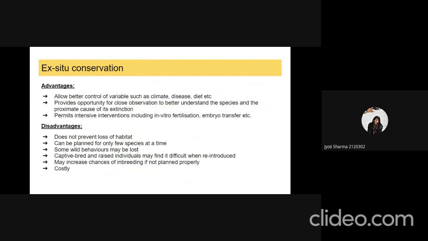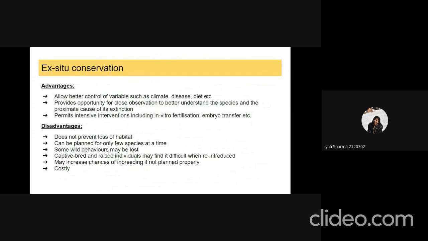But there are also some disadvantages. It does not prevent loss of habitat, because we humans are just destroying their habitat. And if we don't have the habitat, then where will these species go after increasing in size? So this kind of conservation does not prevent loss of habitat. Also, it can be planned only for a few species at a time. We can't conserve all the species through ex situ conservation. We have to rely on in situ conservation.